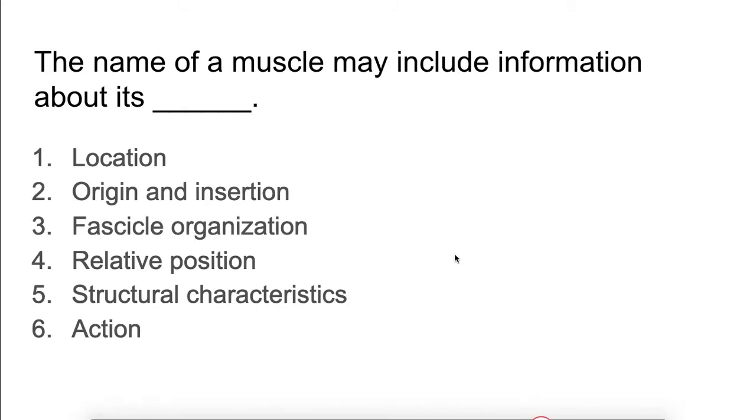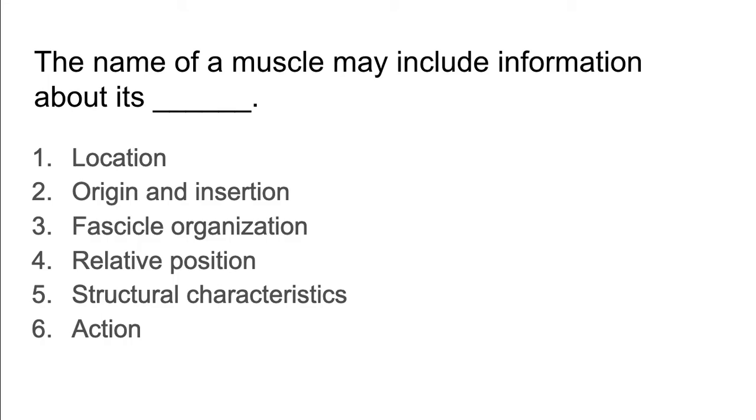All right, so the name of a muscle can tell you information about its blank. There are 6 things that the name of a muscle can tell you, and on a short answer question, you'd have to be able to name a few of those. So let's talk about them. You can sometimes tell the location of a muscle based on its name, because it might have a similar name to a bone that's in that area. It could also tell you information about its origin and insertion. It might also tell you about how the fascicles are organized. Remember, we learned about that with the fascicle organization earlier in part 1 of this series.